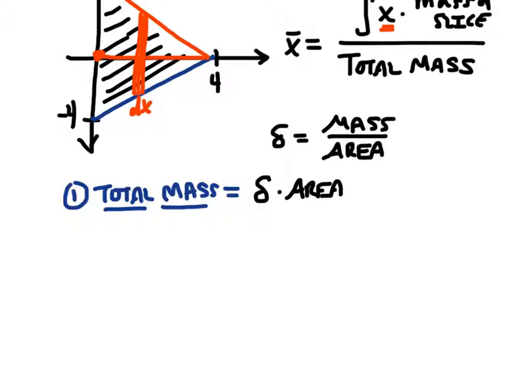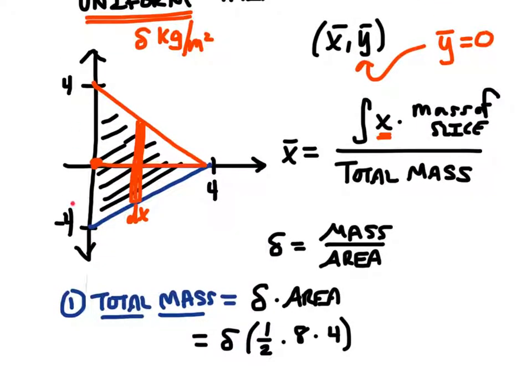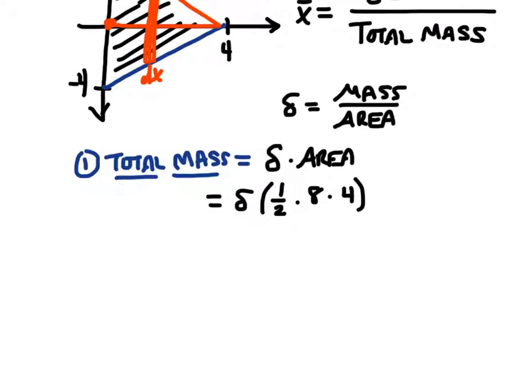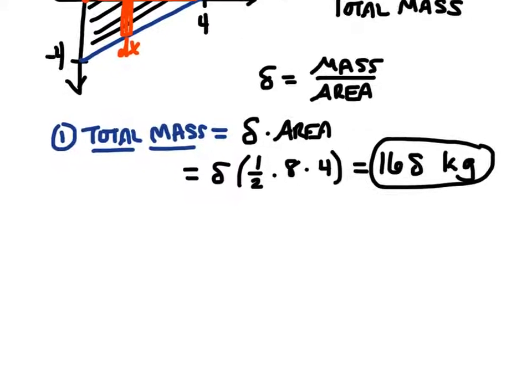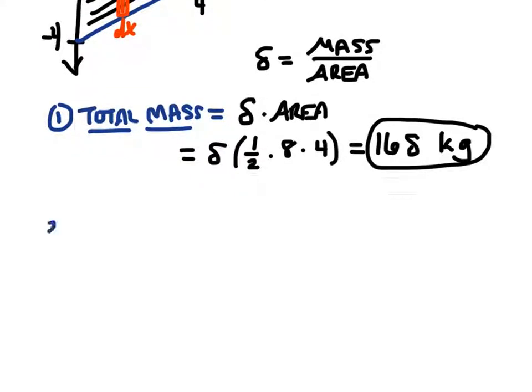And this is just a triangular region, so it's 1/2 the base. The base of the triangle is 8 times the height of the triangle would be 4. And by base, what I'm looking at is this as the base here for my triangle. All right, so we find that this is 16 delta. What's delta? We don't know. It's a constant, so we're just going to carry it along. That'll be in kilograms.